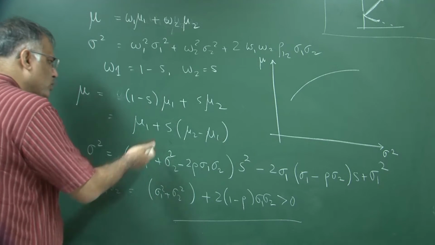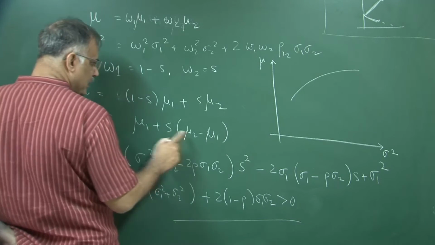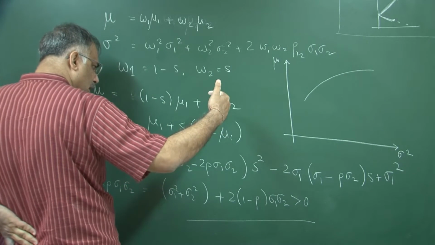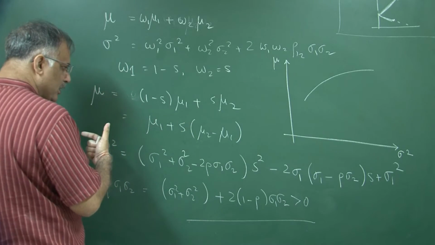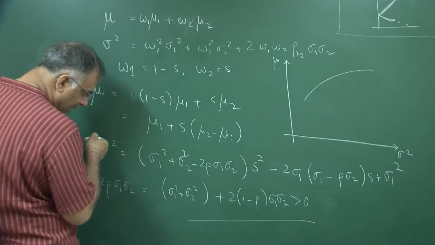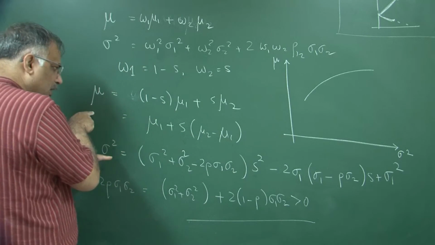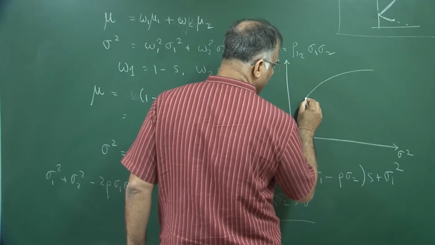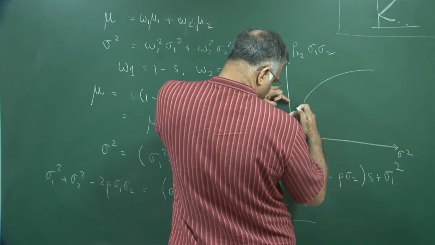Now, you think of S to be negative. If S is negative, then this is negative, then mu is decreasing. You keep on going towards the negative side, mu will keep on decreasing. But here I will have the S square. As I make S go towards minus infinity, this will become larger and larger. So, as mu keeps on decreasing, when S is negative, sigma square keeps on increasing.